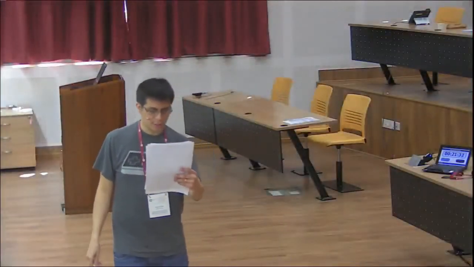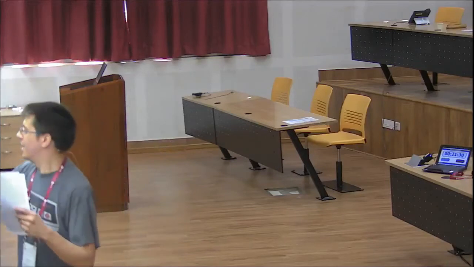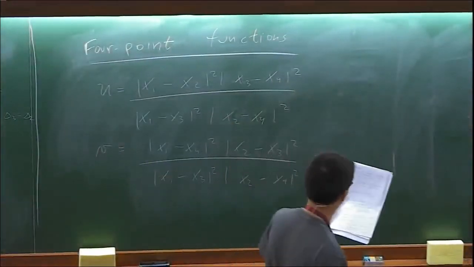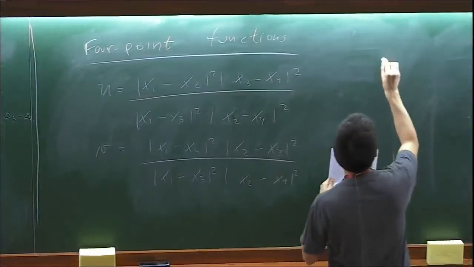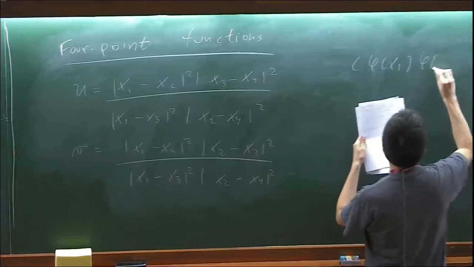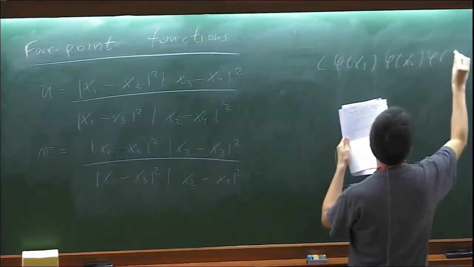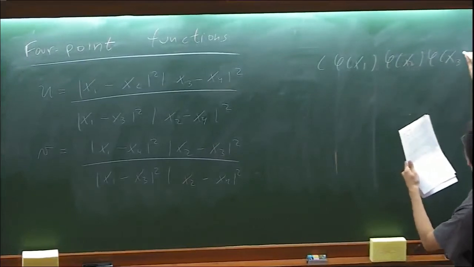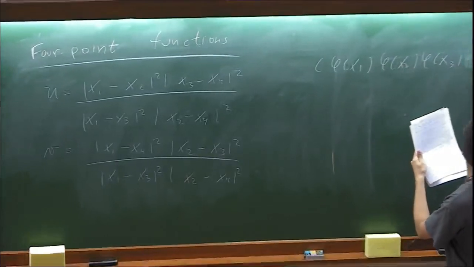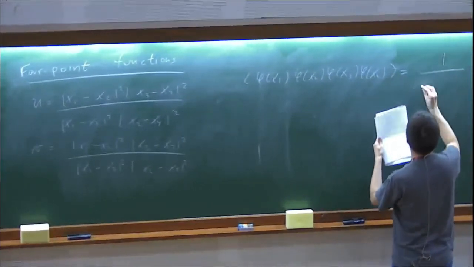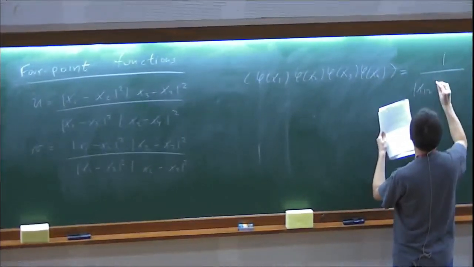No, it is not. X2, X4, it should be the same denominator for the two cross ratios. So in general, quite generically, although I'm going to make my life simpler, I'm going to now put the scalars identical. So even if you have four identical scalars, you cannot fix the four-point function kinematically.